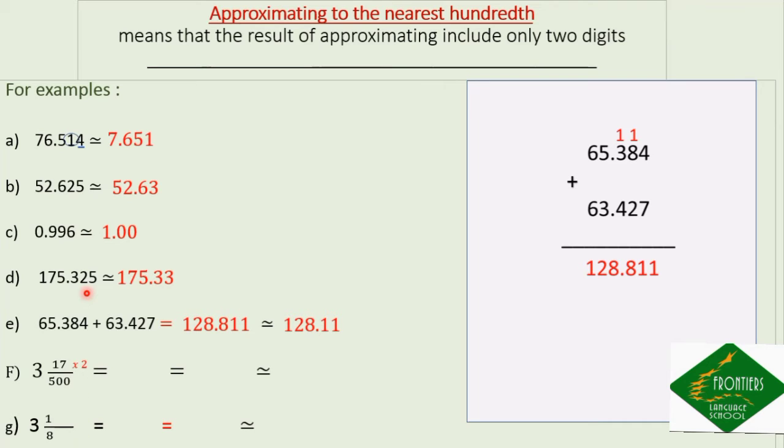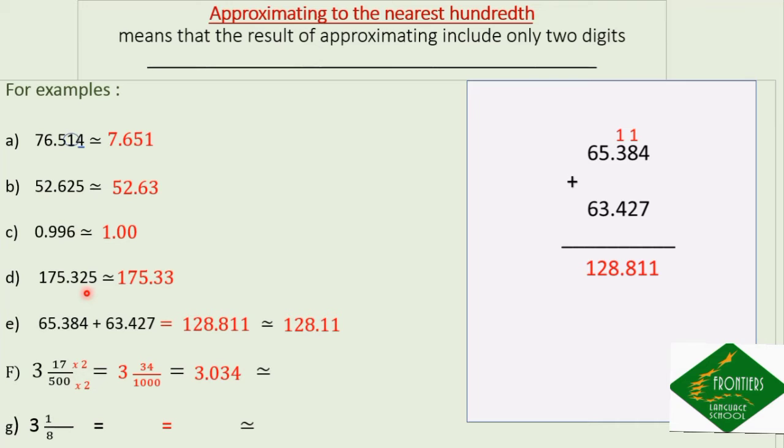Okay, letter F, 3 and 17 over 500. We can't make approximation when we have a mixed number, so we want to convert it into a decimal number. So how can we convert it into a decimal number? We must make the 500 to be 1000. How? We multiply by 2 up and down. 17 times 2 is 34. 500 times 2 is 1000. So the answer will be 3.034.